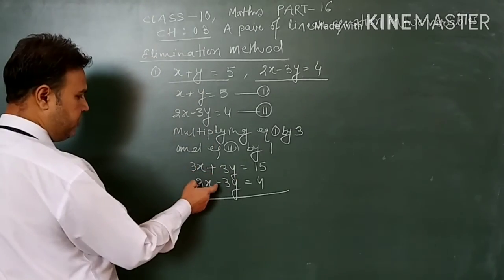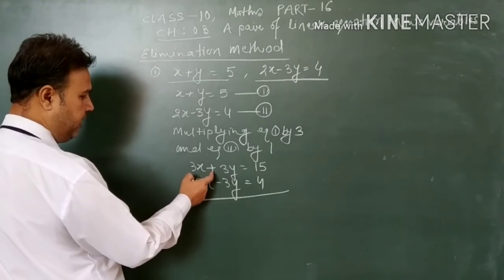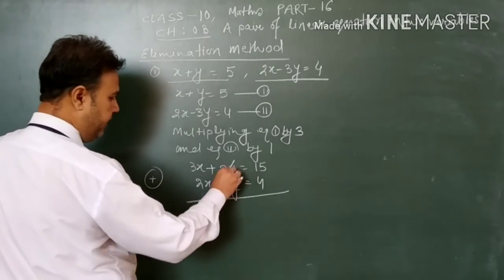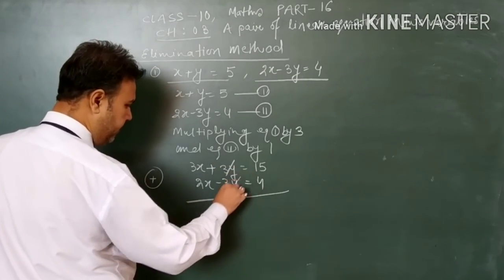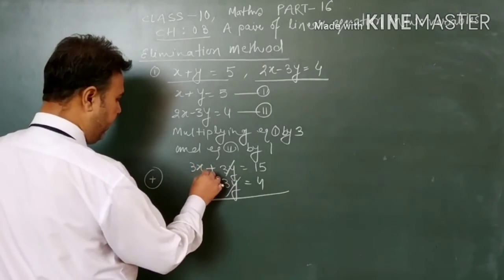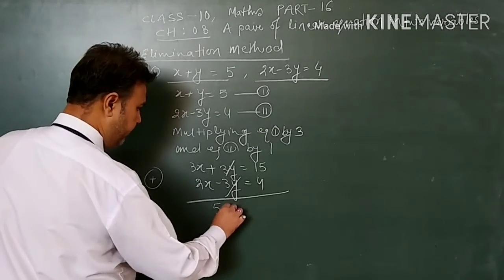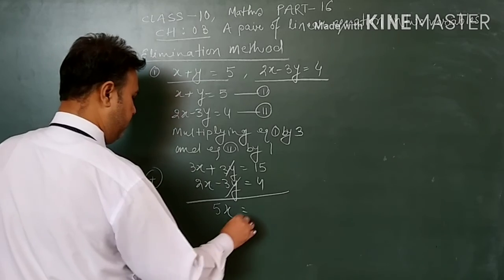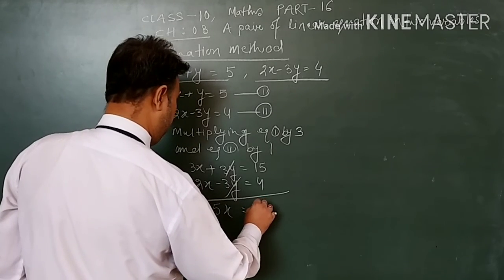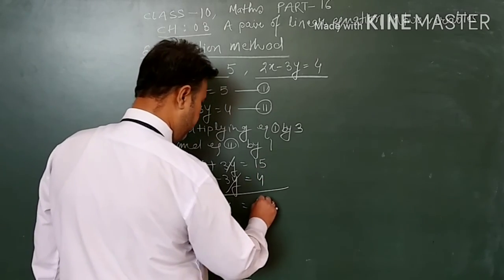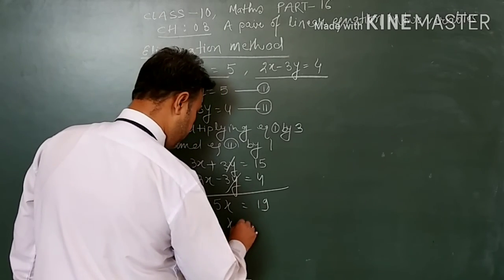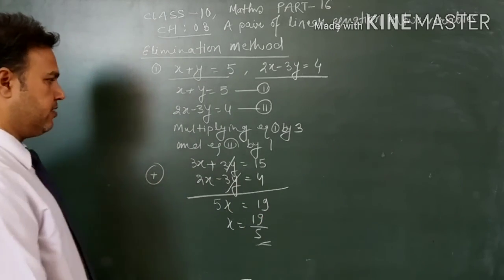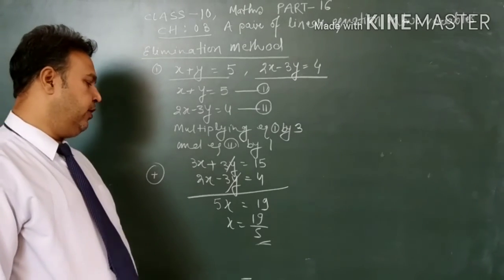Now, signs are different, plus and minus, so we will find the sum. 3y plus and 3y minus cancel. 3x plus 2x will be 5x. 15 plus 4, 19. x is equal to 19 upon 5. We get the value of x. Now we have to find the value of y.